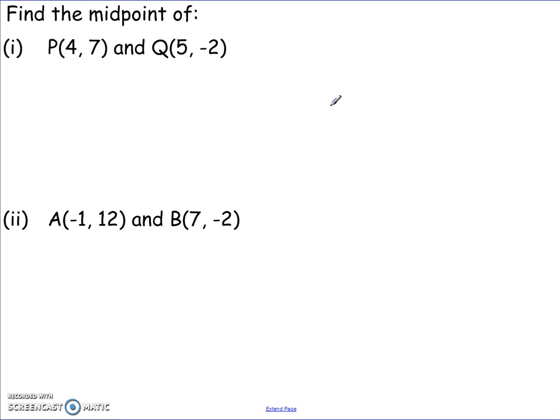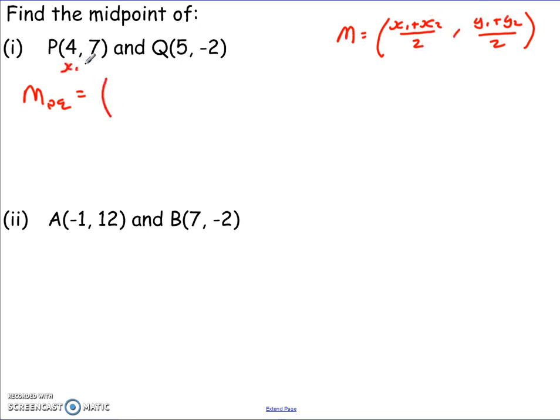So the first one was find the midpoint of P, which is there, and Q there. Now remember, your midpoint formula, you calculate that by doing x1 plus x2 over 2, finding the halfway point of the two x's, and y1 plus y2 divided by 2, the halfway point of the y's, essentially the median in both directions. So to get the midpoint of PQ, I follow that same set of steps. I label this one x1, y1, and this one x2, y2, and I can just plug them into the formula.